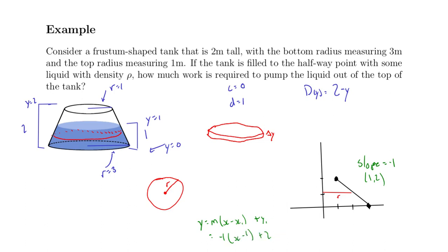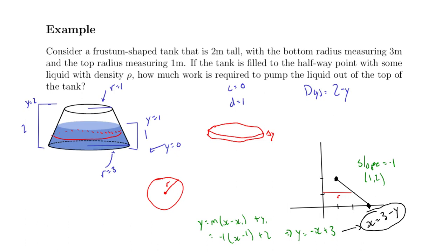And we end up with -x plus 1 plus 2. So that's y equals -x plus 3. But remember, we wanted to be able to plug in an x value and get out a y value. So what I'm going to do is add x to both sides and subtract y from both sides. And what I've got is that x equals 3 minus y.